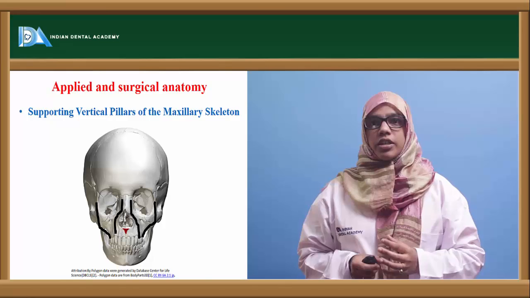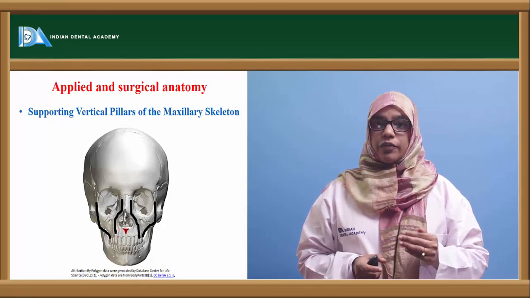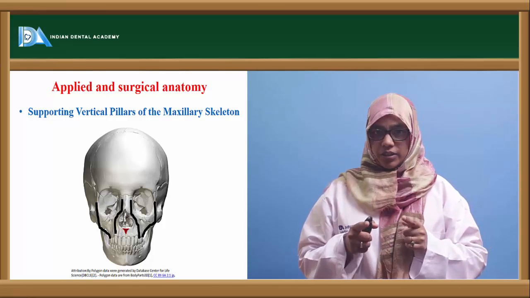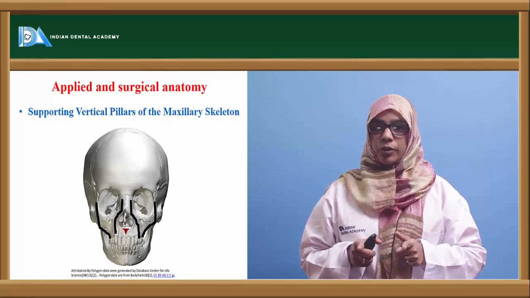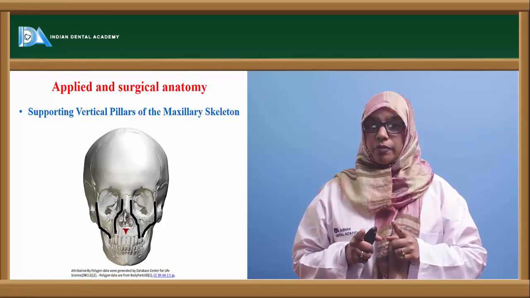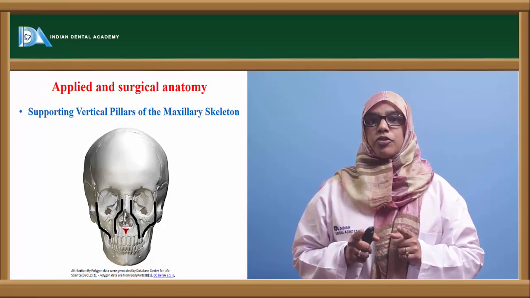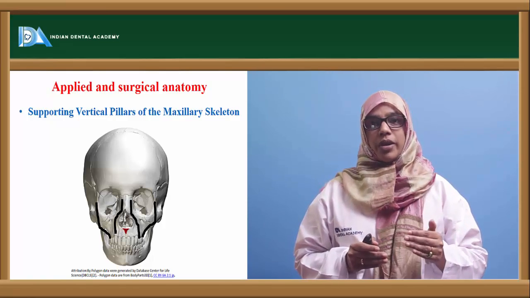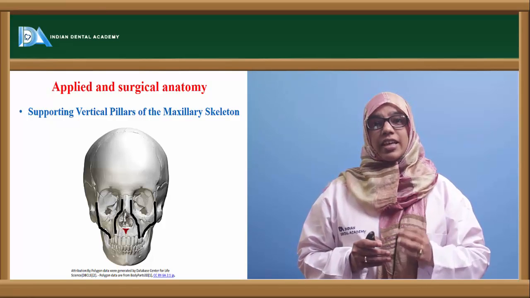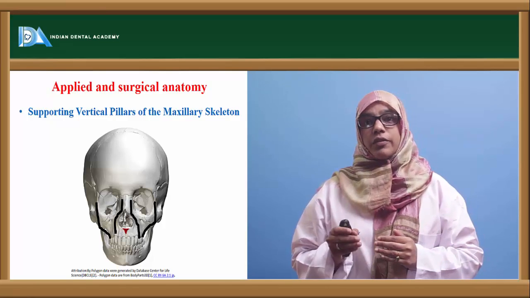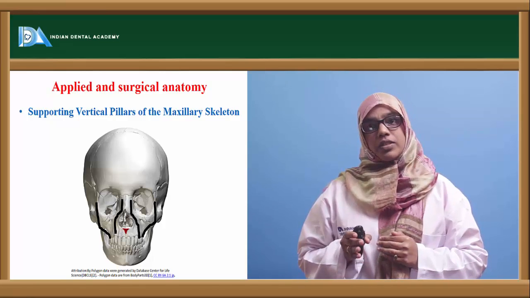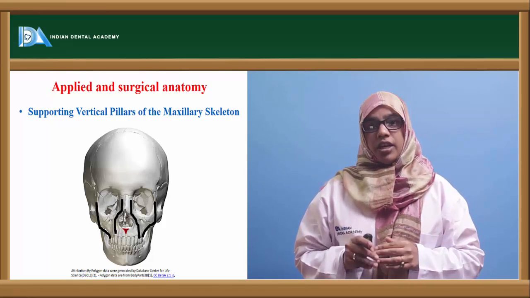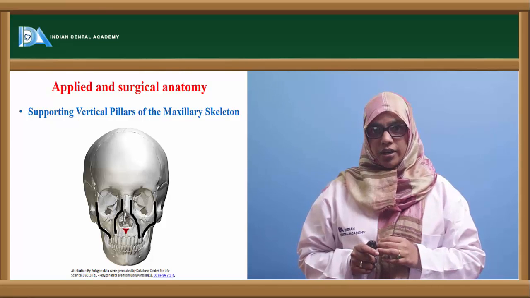Now these three vertical buttresses: the first buttress is from the pyriform area. It starts from the canine region to the pyriform area to the frontomaxillary suture or frontomaxillary junction. Then the second buttress starts from the first molar to the zygomatic buttress and the zygomaticofrontal bone. The third buttress is in the pterygoid area.